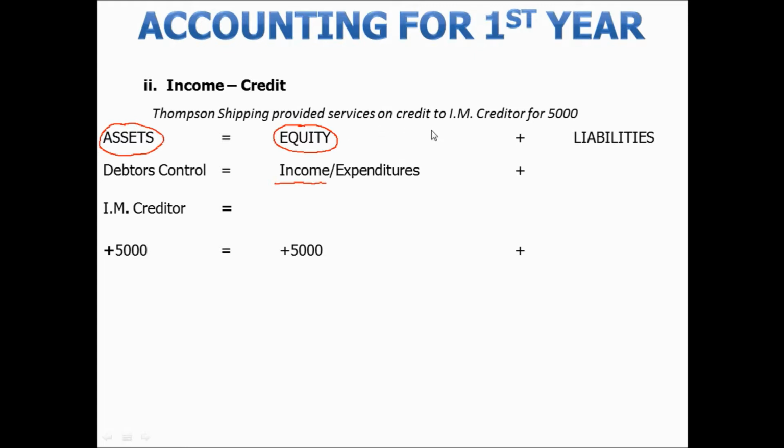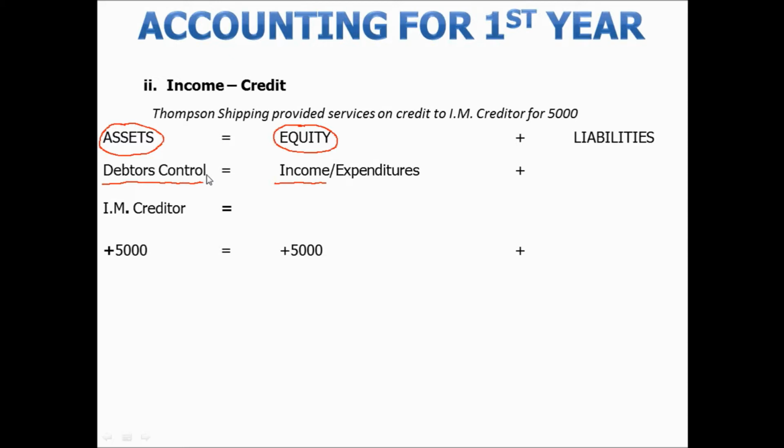Then we need to identify the accounts involved. We've already established that this is an income on the one side, and on the other side of the ledger, we will put this under debtors control, because the customer is indebted to us for the amount of 5,000 Rand.